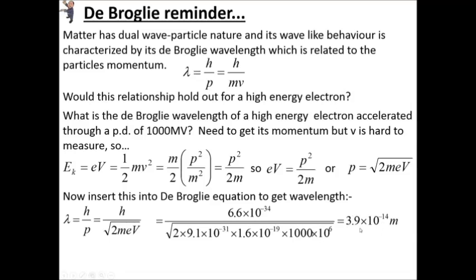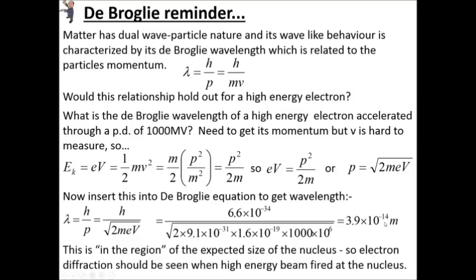So this all comes out at a value of about 3.9 times 10 to the minus 14. So our de Broglie wavelength of an electron is about 3.9 times 10 to the minus 14. Now that is in the region of the expected size of the nucleus. So if we fire these electrons at a nucleus, then we should see diffraction occurring. And if we do see diffraction occurring, we can maybe do some calculations from the pattern that we get.